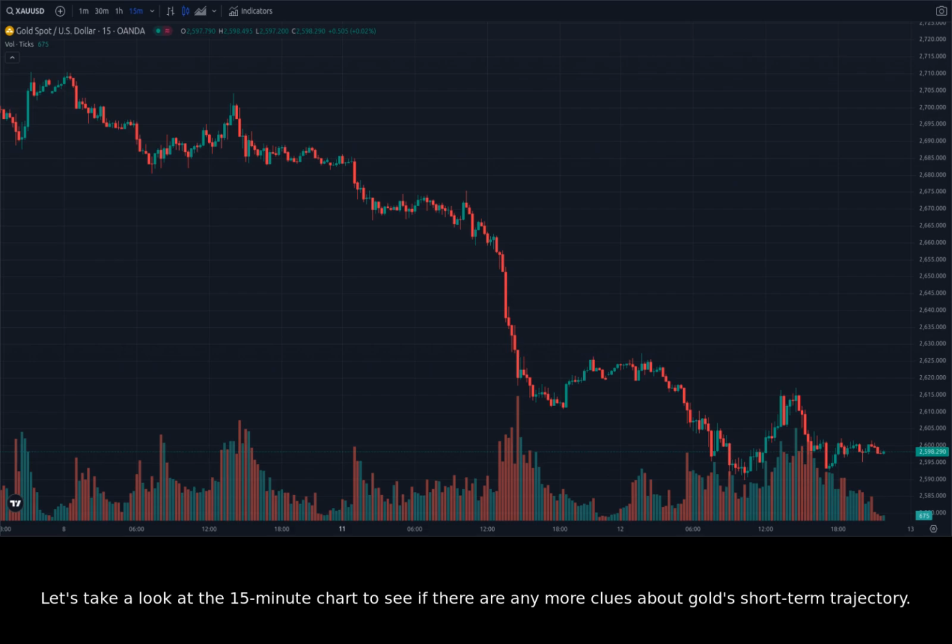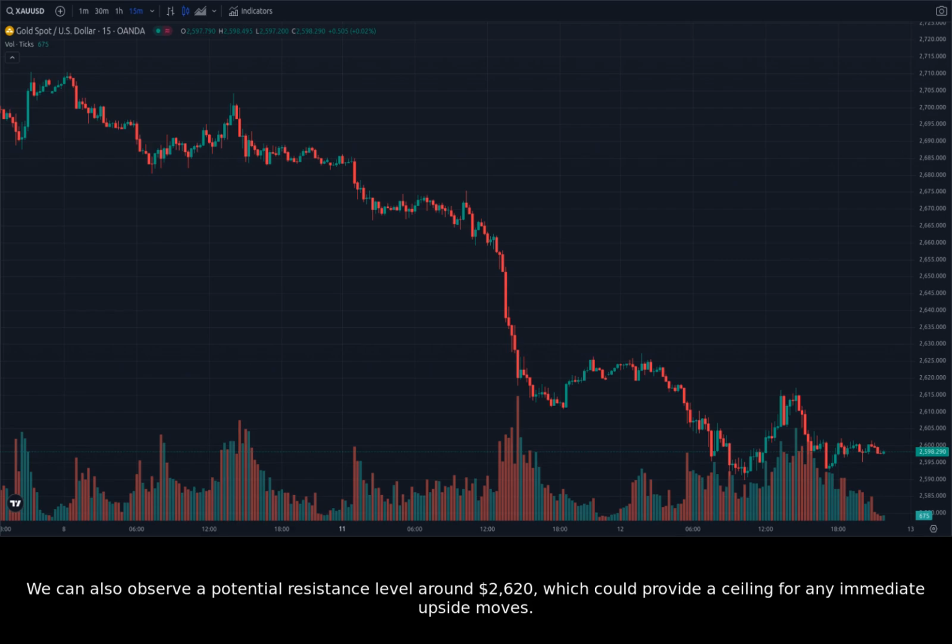Let's take a look at the 15-minute chart to see if there are any more clues about gold's short-term trajectory. The 15-minute chart is showing a lot of volatility, with prices fluctuating rapidly within a relatively narrow range. This indicates that traders are very cautious and are looking for clear signals before taking any major positions. We can see that gold has been testing the $2,600 support level several times in the past few hours. The price has been bouncing off this level, suggesting that it is holding strong for now. However, if gold breaks below this level, it could open the door for further declines.